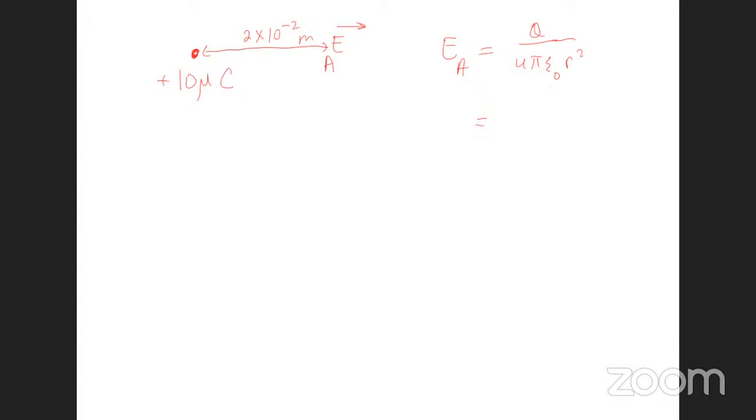Right, so you're plugging in Q, which is positive 10 by 10 to the minus 6, all over 4 pi by 8.85 by 10 to the minus 12 by 2 by 10 to the minus 2 squared. How much was that? 2.25 by 10 to the 8, right? And the SI unit is? Times coulomb, right?